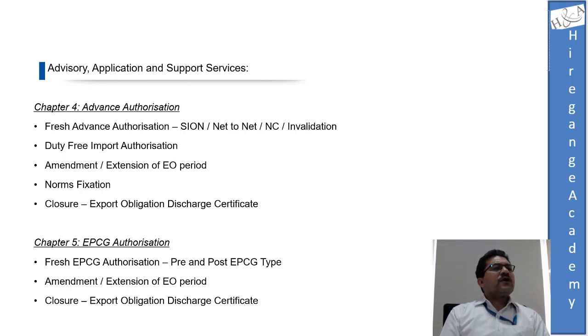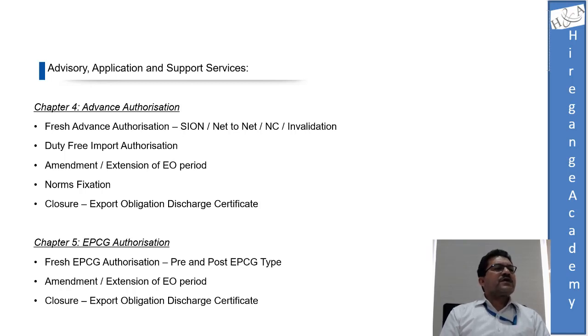When we go for any scheme where any obligation is there, an extension for the export obligation could also be applied for. As I said earlier, the norms fixation, if one is not happy, could be done. Export obligation discharge certificate and closure of these authorizations are very important, and things should not be left open, as it could again lead to a substantial amount of penalties and avoidable costs.